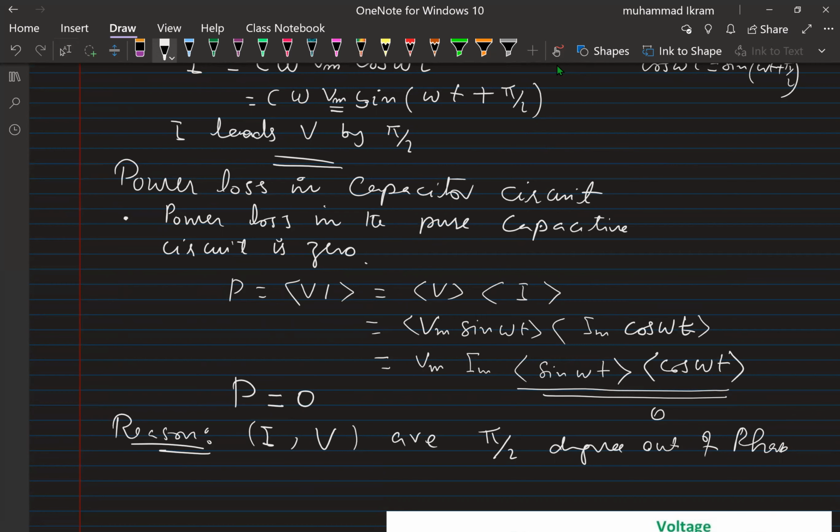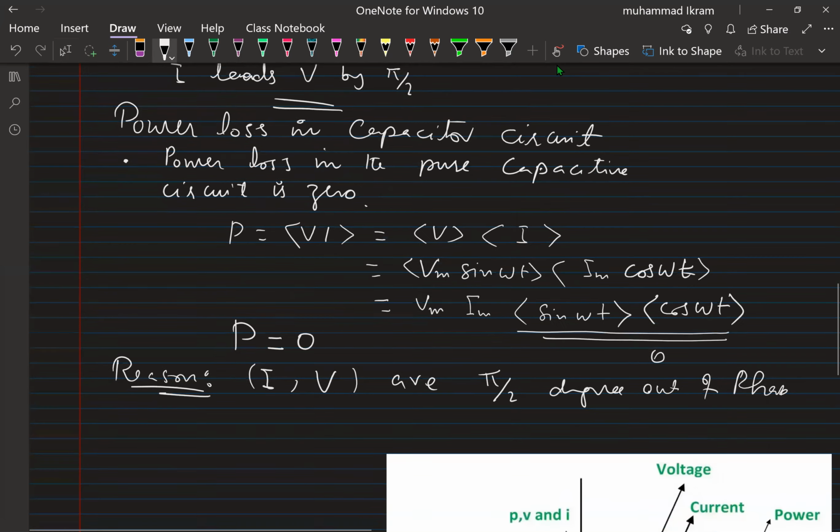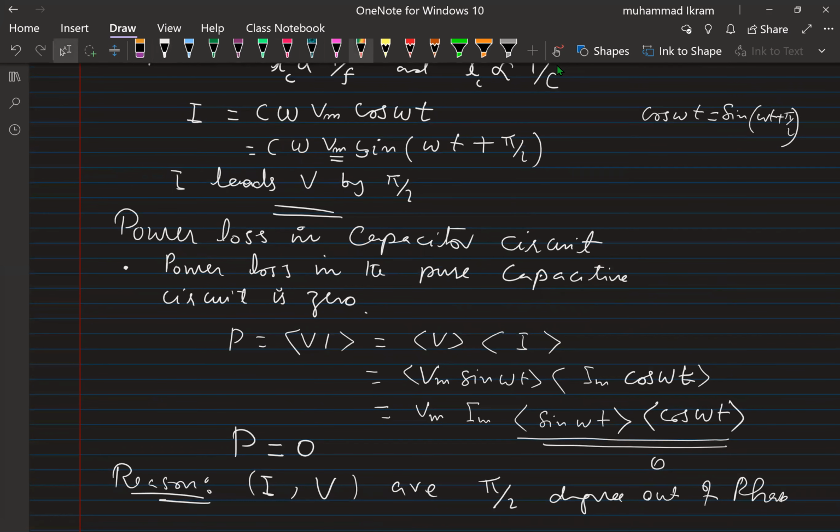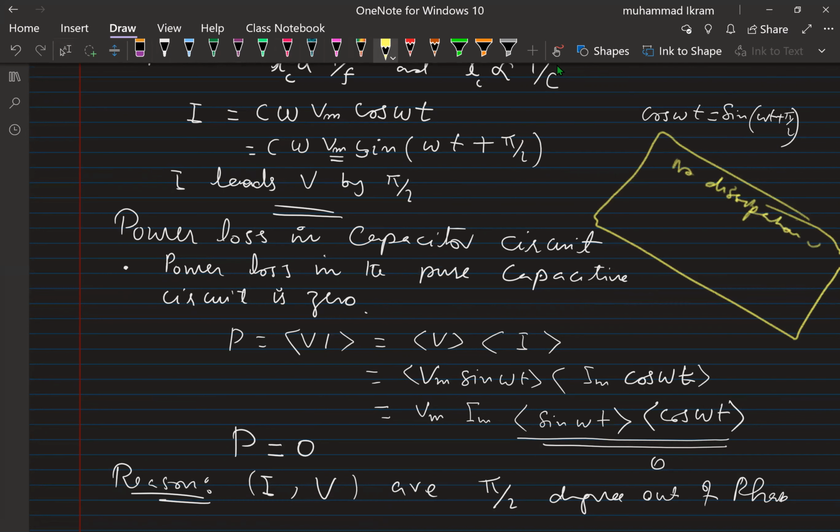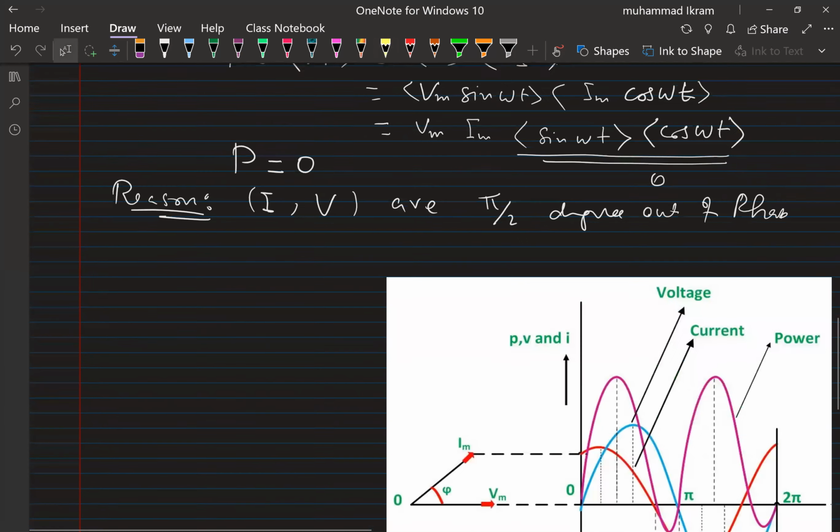So this is the power delivered by the capacitor. Conceptually, I would like to tell you that there is no dissipation of heat energy. It controls the flow of current in a circuit not by dissipating energy in the form of heat; rather it stores energy, and whenever the circuit needs, it feeds it back.